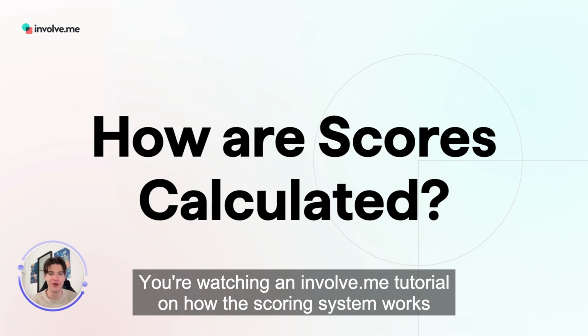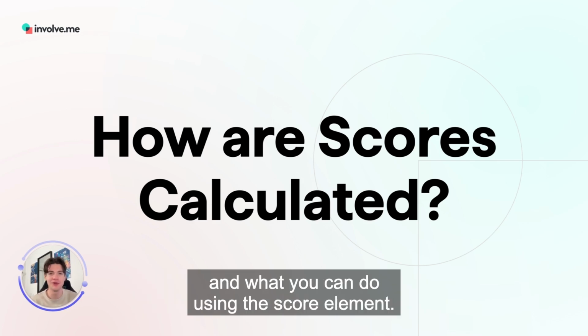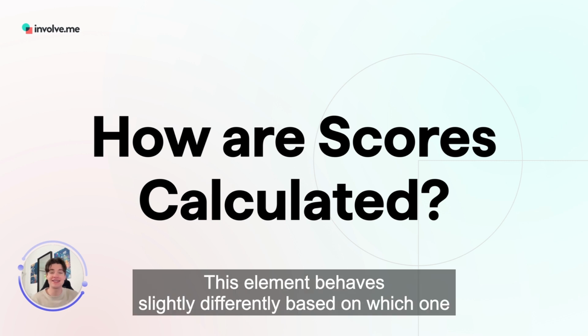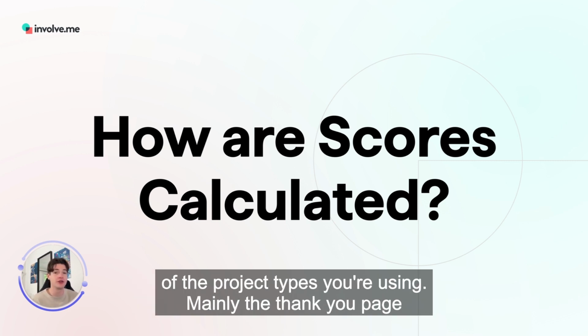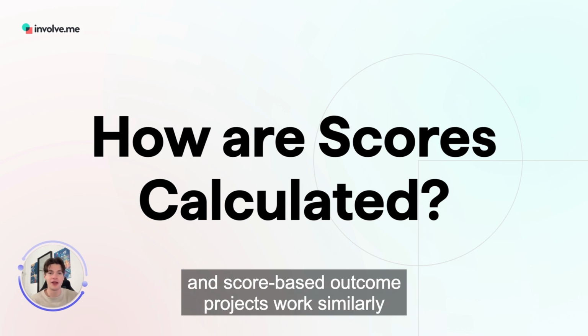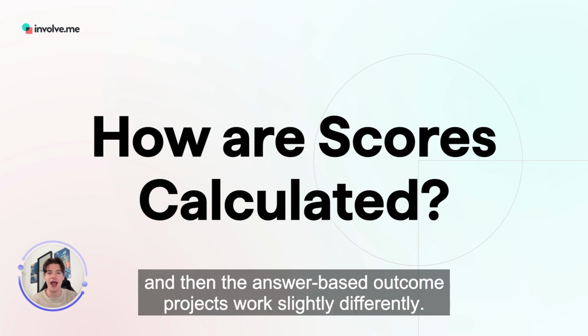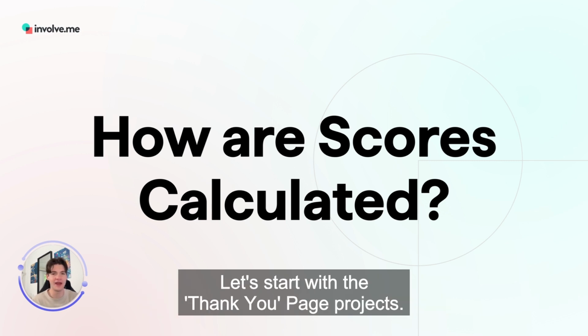You're watching an Involve Me tutorial on how the scoring system works and what you can do using the score element. This element behaves slightly differently based on which one of the project types you're using. Mainly, the thank you page and score-based outcome projects work similarly, and then the answer-based outcome projects work slightly differently. Let's start with the thank you page projects.